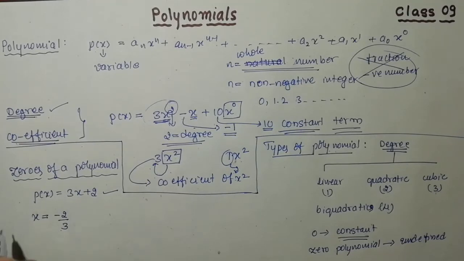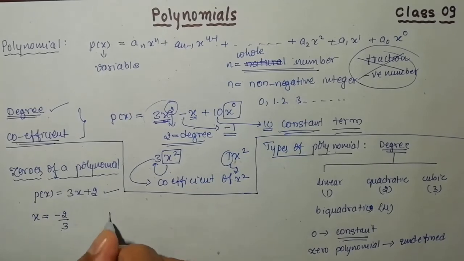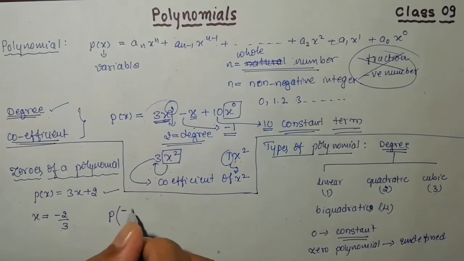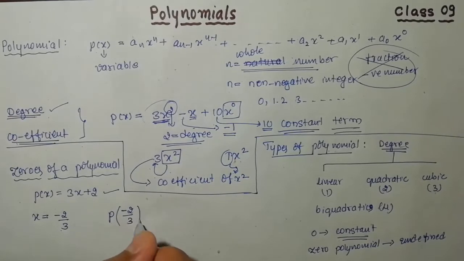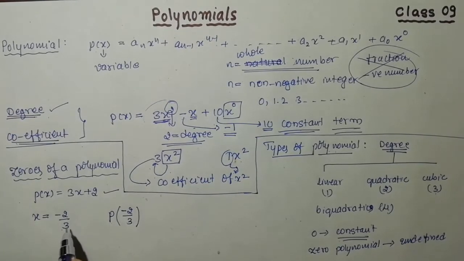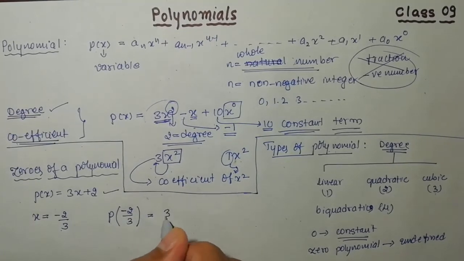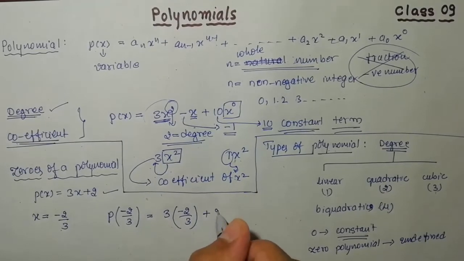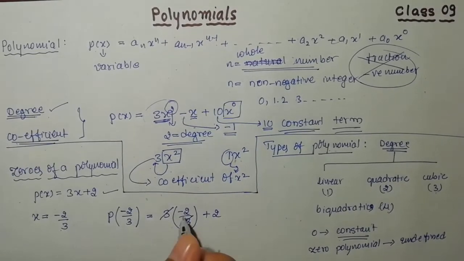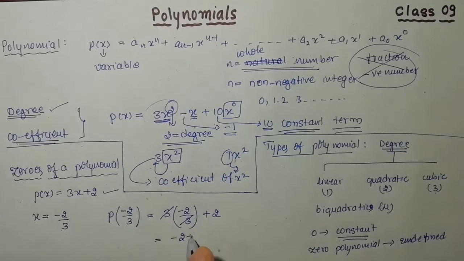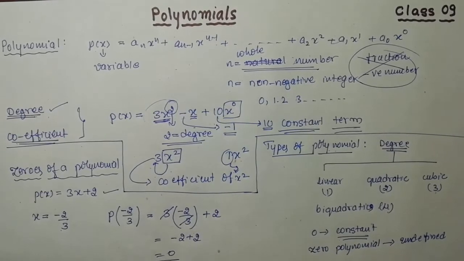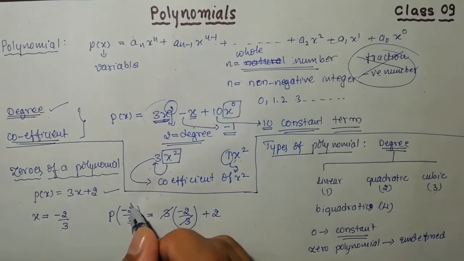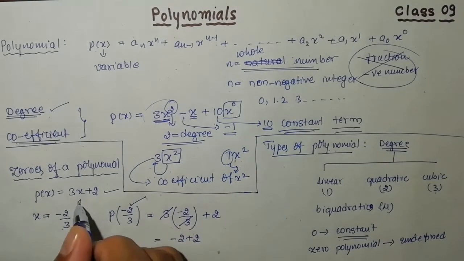Zero of a polynomial. Let us see what will happen if you place minus 2/3 in the place of x. We can denote that as p(-2/3), because I'm going to replace x by -2/3. That is equal to 3 times (-2/3) plus 2. Here 3 and 3 will get cancelled, and then minus 2 plus 2 is the remaining. It will become 0. So by this we can say -2/3 is a zero of this polynomial p(x).